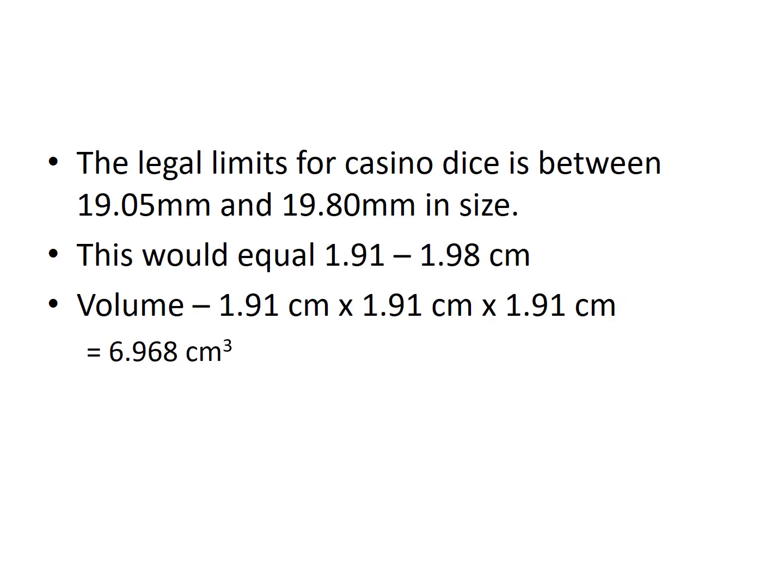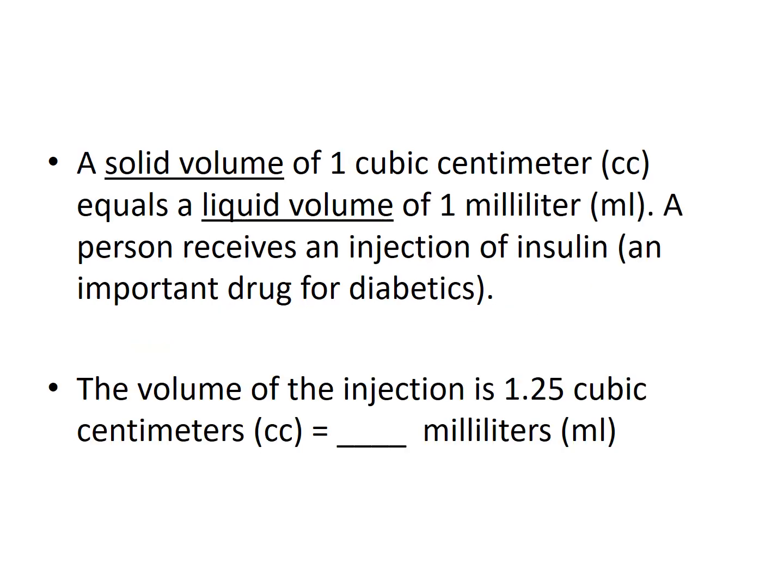The legal limit for casino dice is between 19.05 millimeters and 19.80 millimeters in size. This is equal between 1.91 and 1.98 centimeters. If we go with the value of 1.91, this shows the volume of the die to be 6.968 centimeters cubed, also could be represented as cubic centimeters. This solid volume of 1 cubic centimeter, cc, is equal to the liquid volume of 1 milliliter.